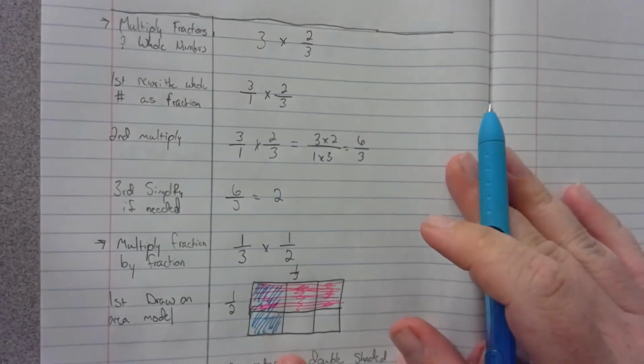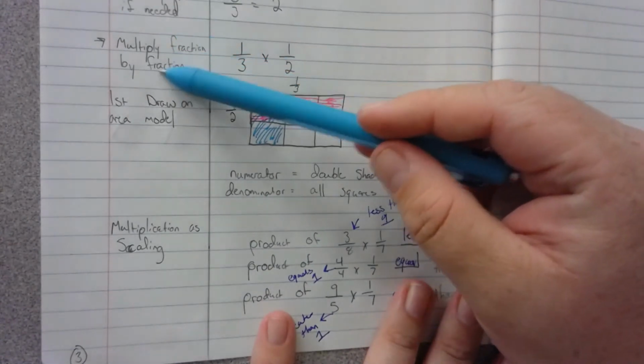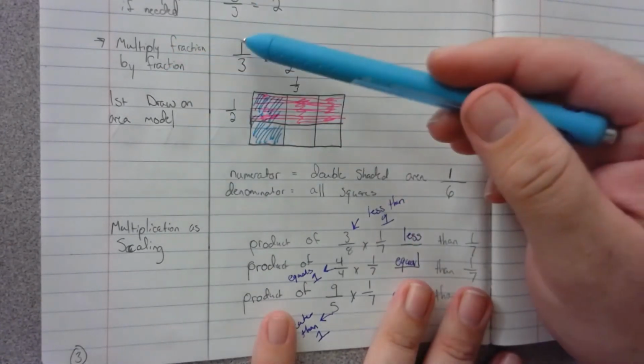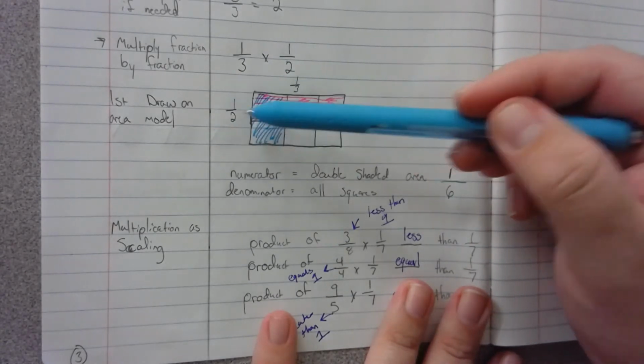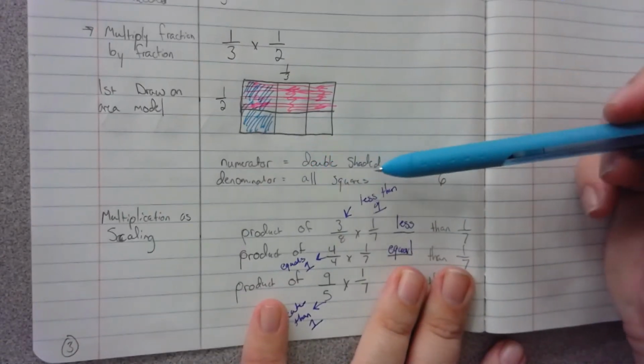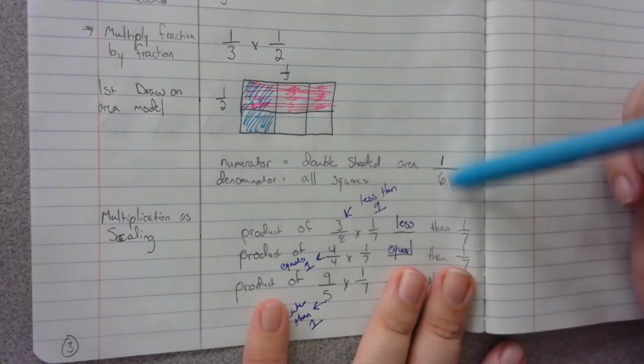Don't forget, you can always pause if I'm moving too quick for you. I know I'm being fast. The other way you can do is multiply fraction by a fraction using an area model. 1/3 times 1/2. The first thing you do is you model out 1/3. Then you model out 1/2. Your numerator is a double shaded area. Your denominator is all the possible squares. So in this case, it is 1/6.